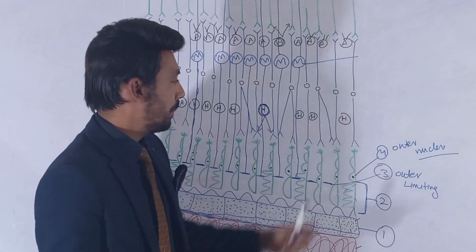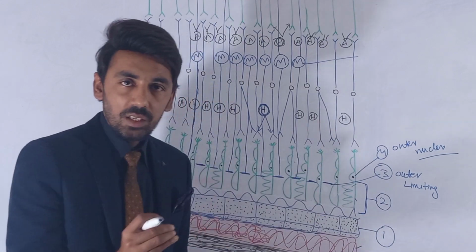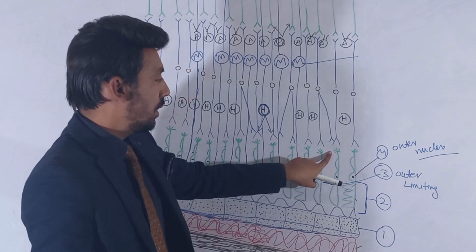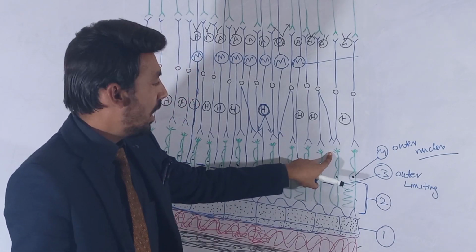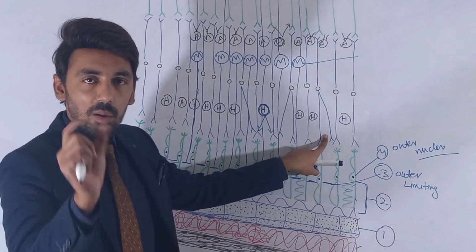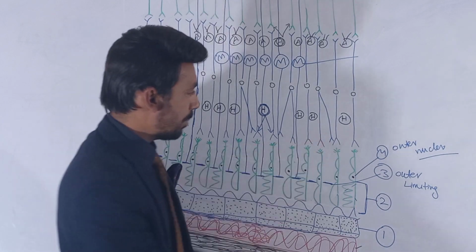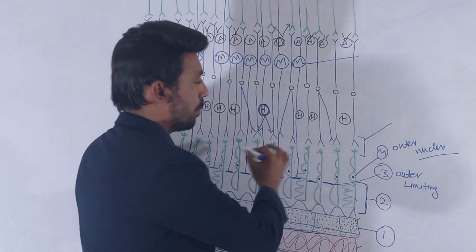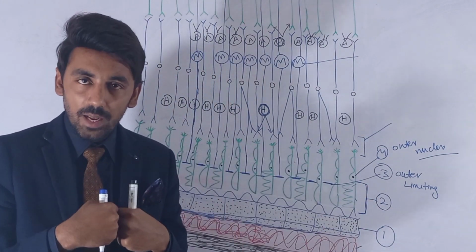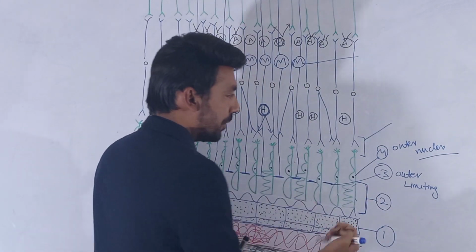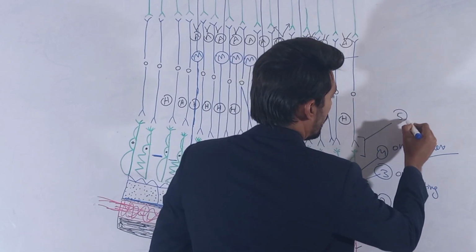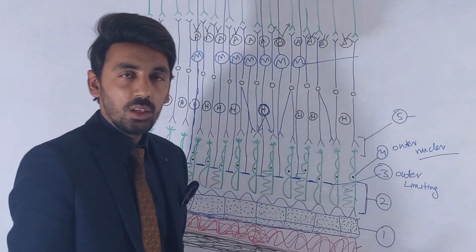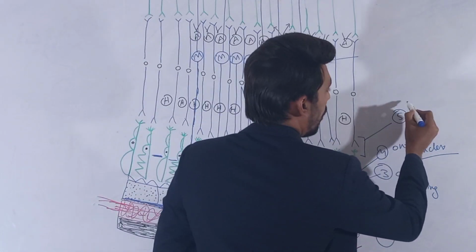And if you move forward, as you can see, the point where the synaptic terminals of the photoreceptor cells and the bipolar cells meet together, where both of these portions are interacting with each other, is called the fifth layer. And this fifth layer is called the outer plexiform layer.